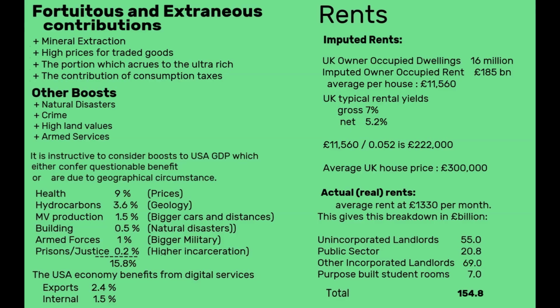The breakdown of property rentals is as follows. Government statistics show the number of rental dwellings at 9.4 million and the average rent at 1,330 per month. This gives this breakdown in billion pounds. Person landlords 558, public sector 20.8, other incorporated landlords 69, and purpose-built student rooms 7, giving a total of 154.8 billion.